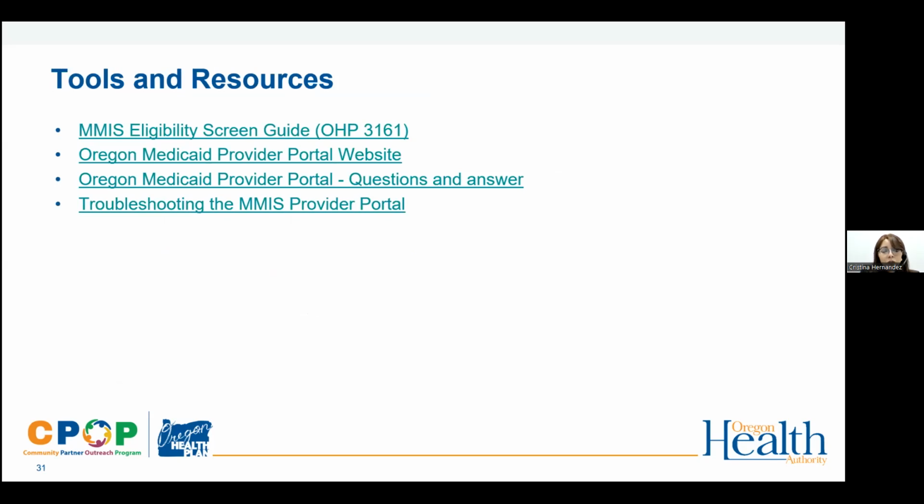Some other tools and resources for you. We have this MMIS eligibility guide screen. This is that cheat sheet document I was telling you about, which has a list of all of the codes that we just talked about. We also have a hyperlink to the MMIS website. There's also a really good FAQ document that covers the troubleshooting things we just talked about, like how to reset your account, what happens in a certain scenario, or what happens if the MMIS portal is down and how we verify. It has some really helpful information. And I think both of those have the troubleshooting document too.